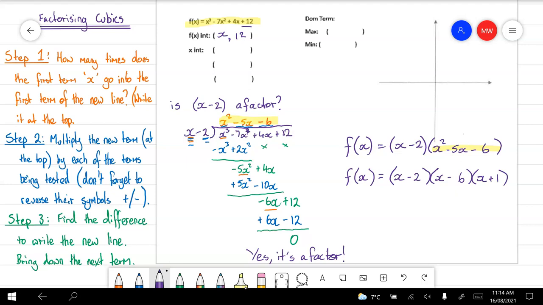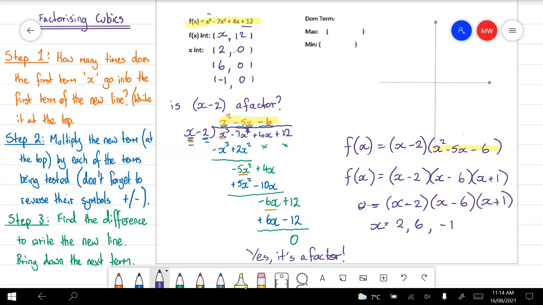Given that, we can use the null factor method. So, if y is nothing, what will x be? Well, x will be +2, +6, or -1. And now I've got my x-intercepts. I've got when x is 2, y is nothing. When x is 6, y is nothing. And when x is -1, y is nothing.